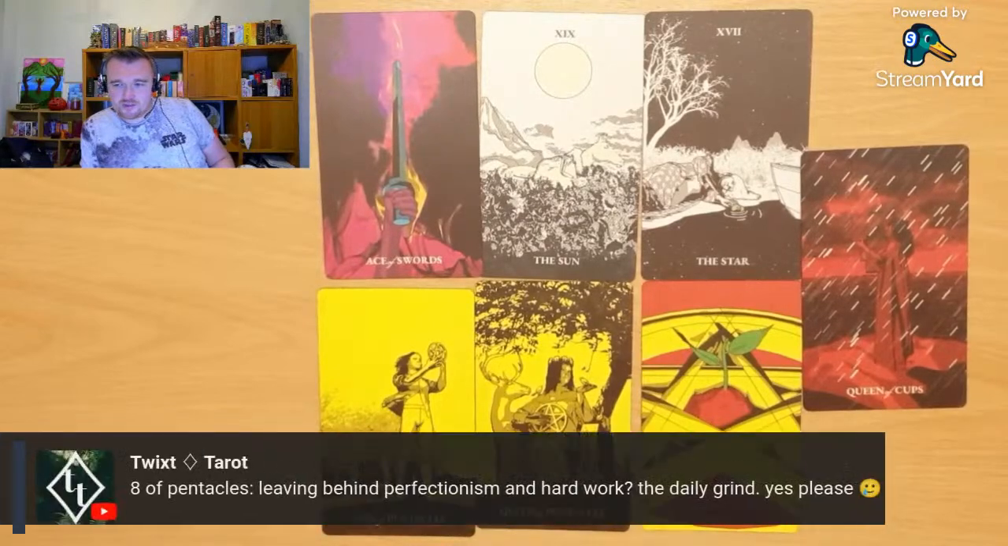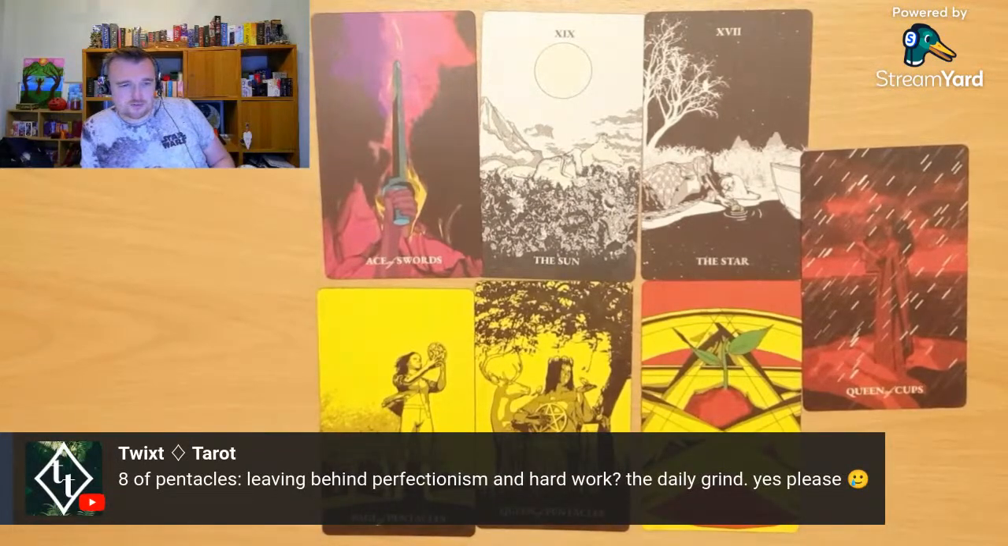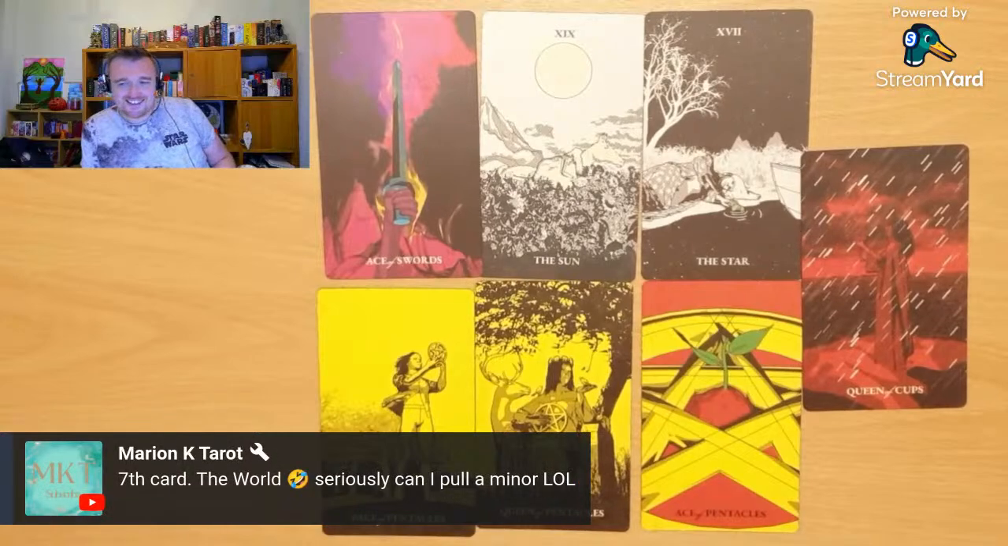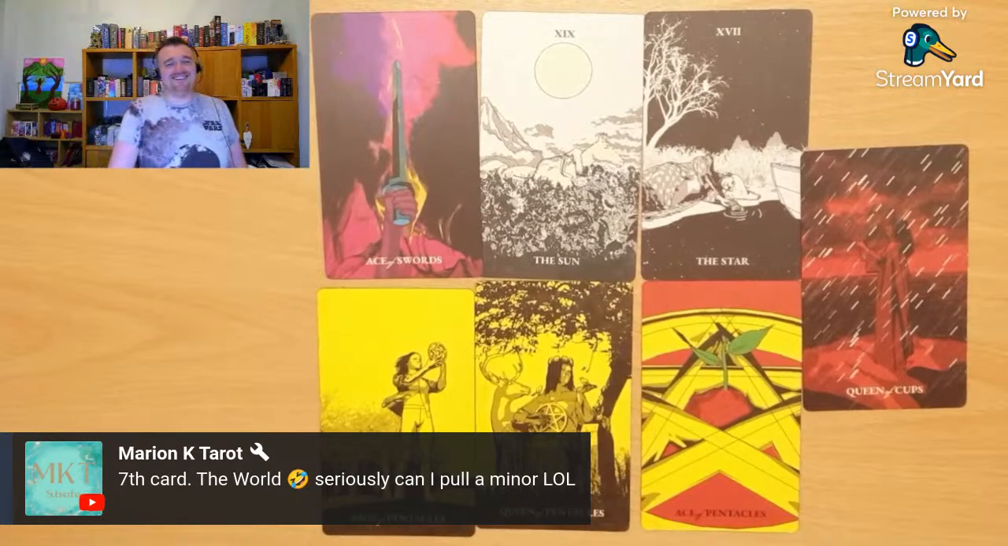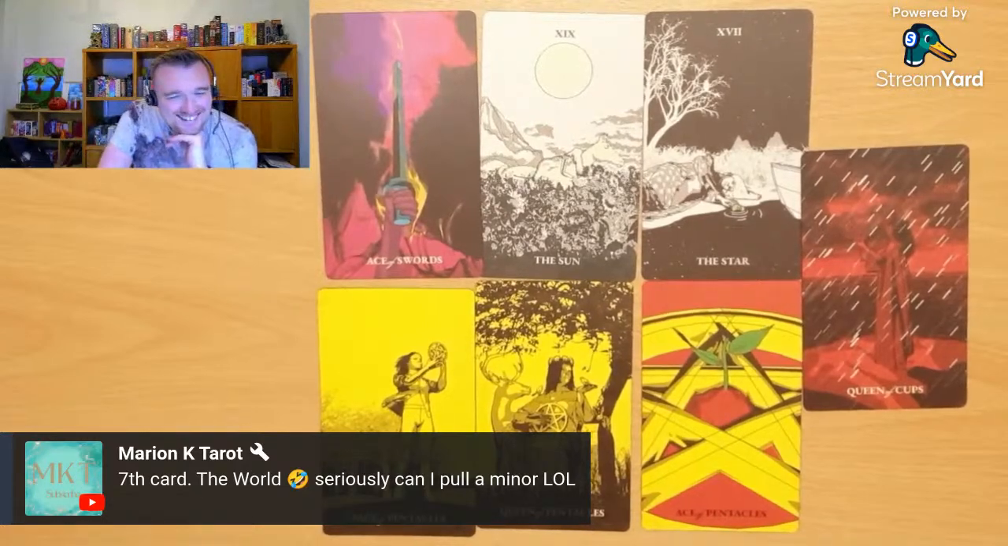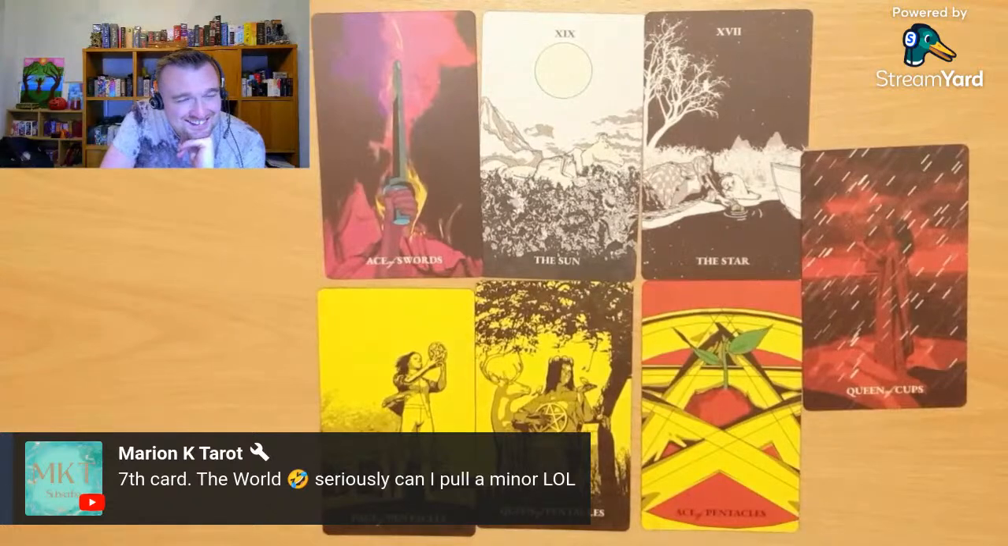Eight of Wands for Naomi. Eight of Pentacles. Leaving behind perfectionism and hard work, the daily grind. Yes, please. Seventh card, the World. Seriously, can I pull a minor? So you're leaving behind the whole world, Marion. You're just burning the entire world and moving on.